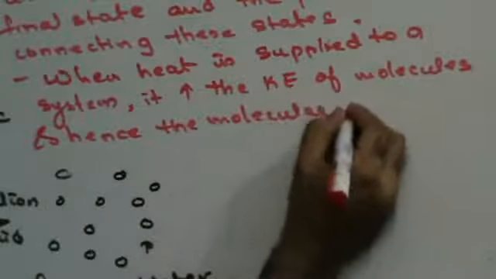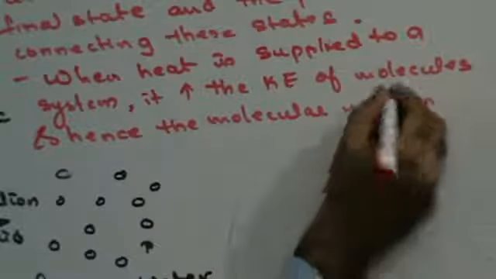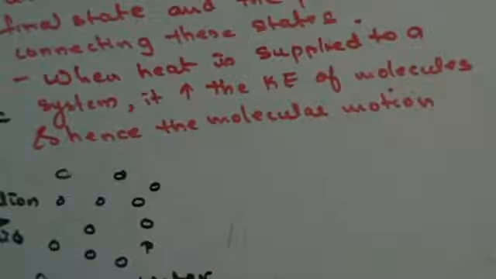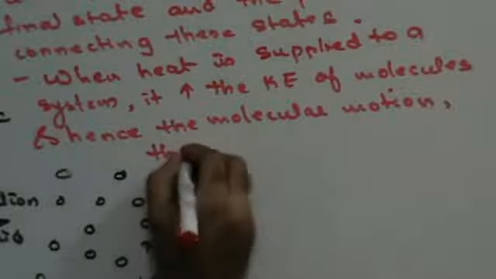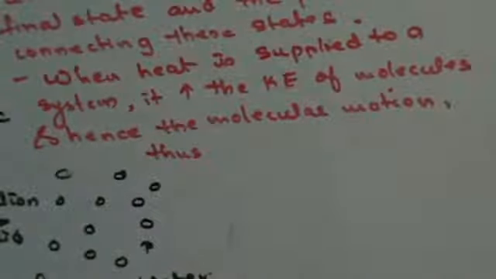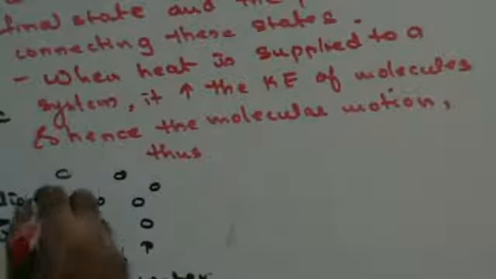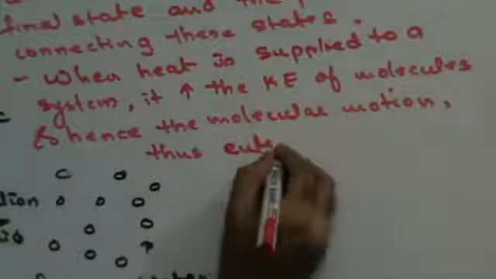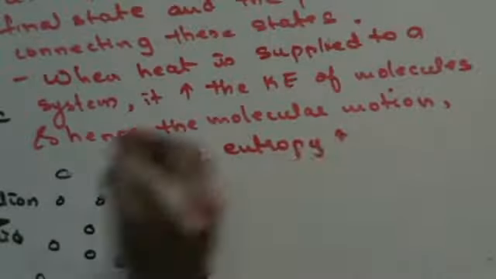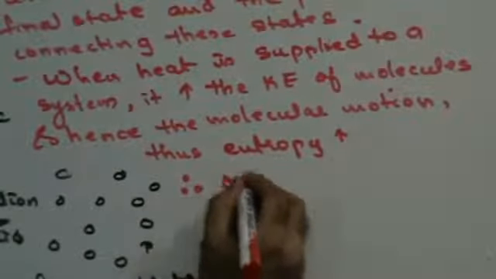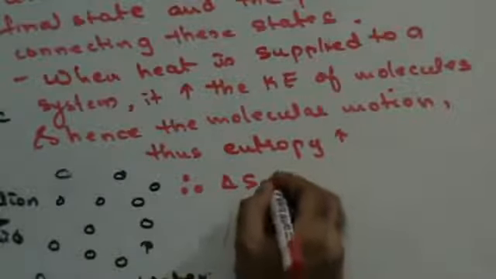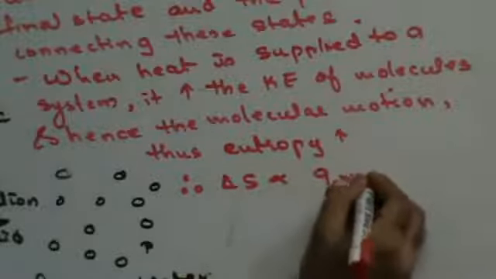Molecular motion. It increases the kinetic energy of the molecule and the molecular motion. Thus, as the molecular motion increases, the degree of randomness would increase. Thus, I can say entropy increases. Therefore, I can say that change in entropy is directly proportional to the heat supply.